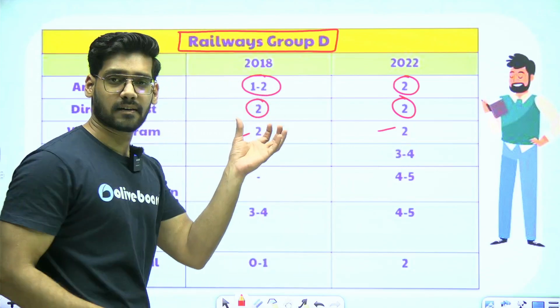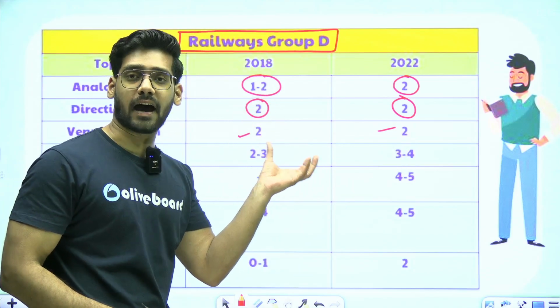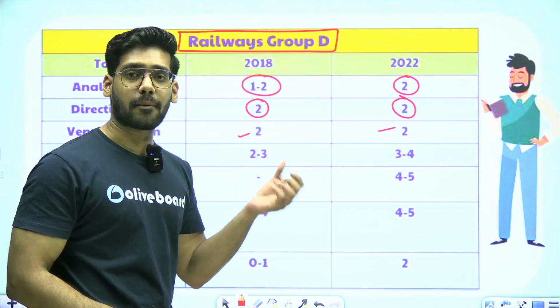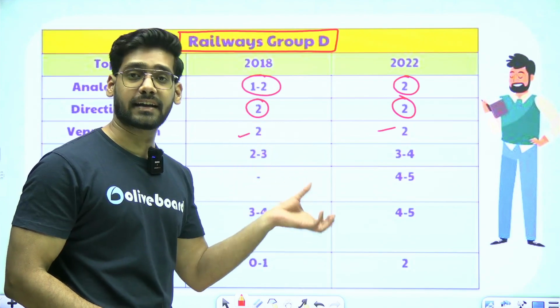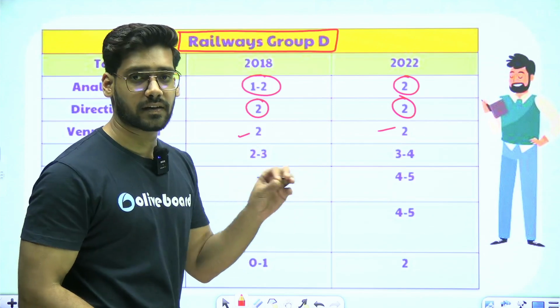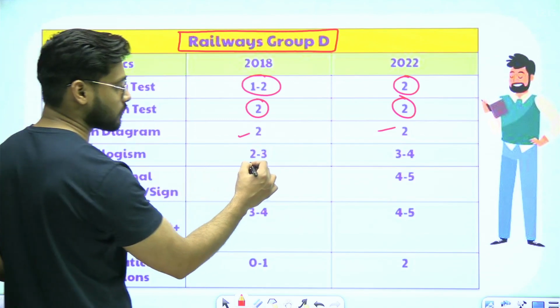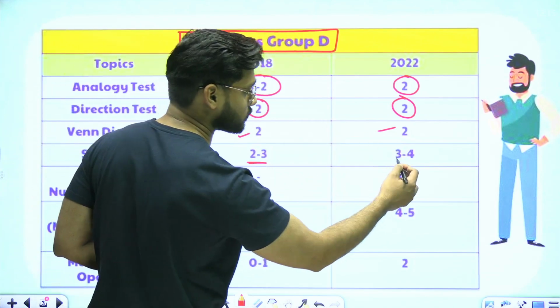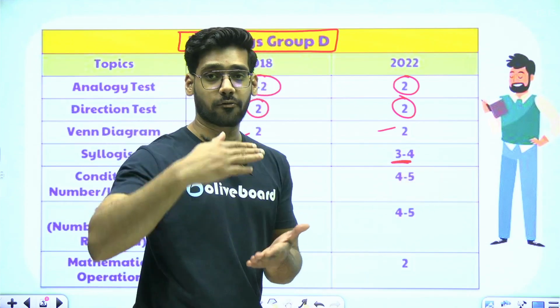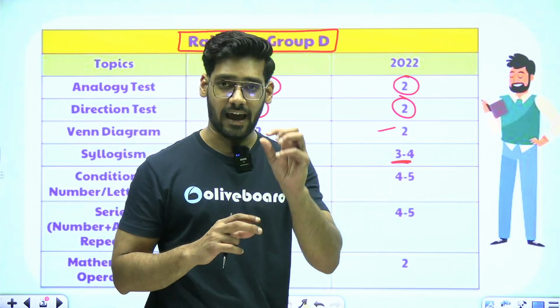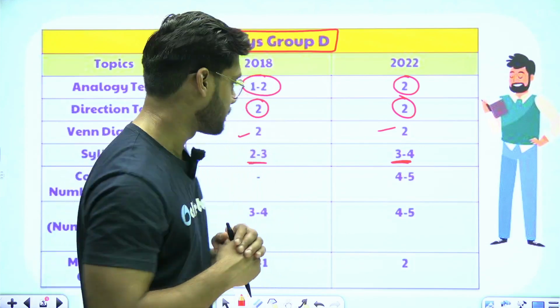So these are some of the crucial points which will give us an idea about the number of questions that were asked and can be asked, and the importance of the chapter we can get from this table. Similarly in syllogism we were having 2 to 3 questions, and in 2022 3 to 4 questions were asked. That means the weightage is around 2 to 3 questions. On an average 3 questions can be asked.